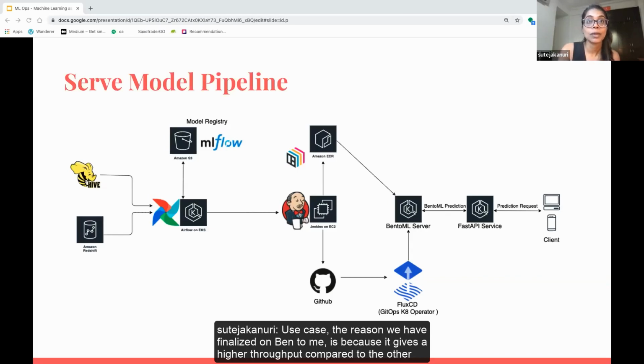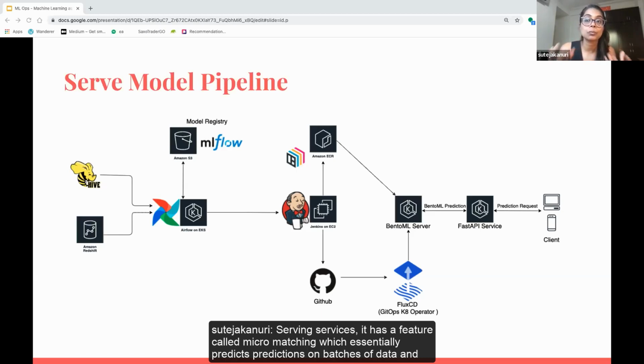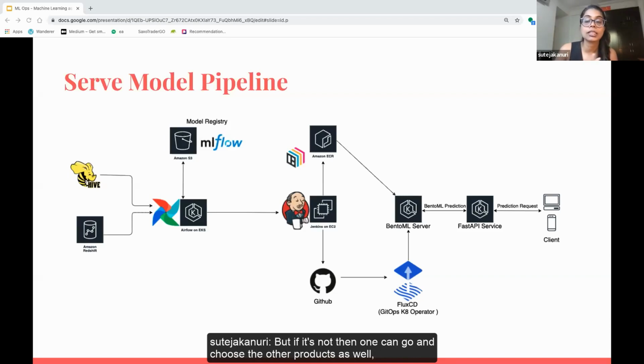The reason we have finalized on BentoML is because it gives a higher throughput compared to the other serving services. It has a feature called micro batching, which essentially generates predictions on batches of data. Throughput is important for us since it's an e-commerce firm. But if it's not, then one can choose the other products as well.